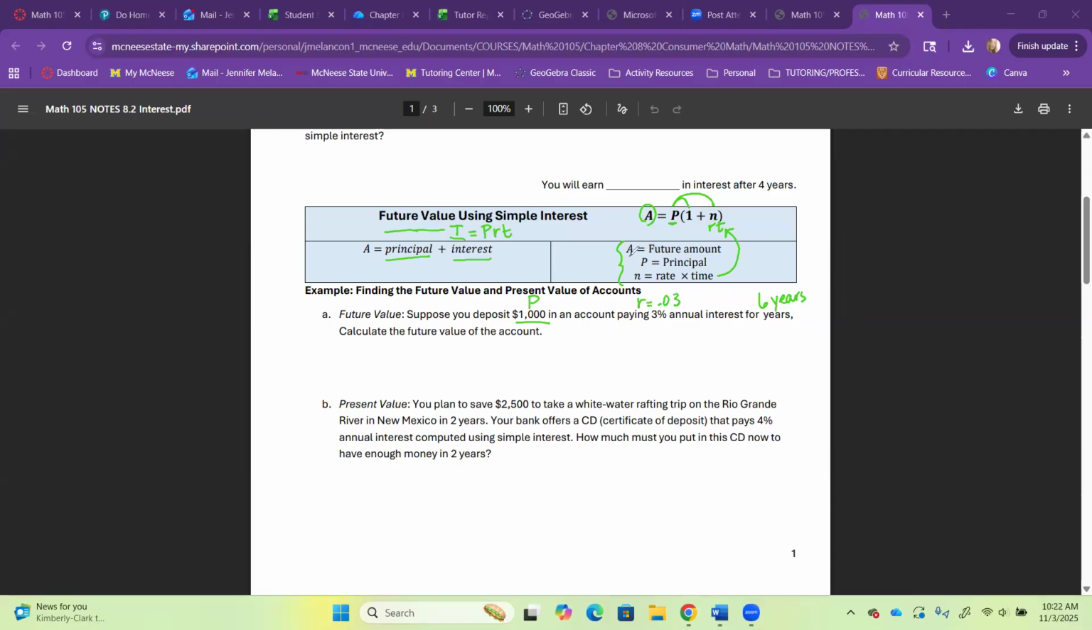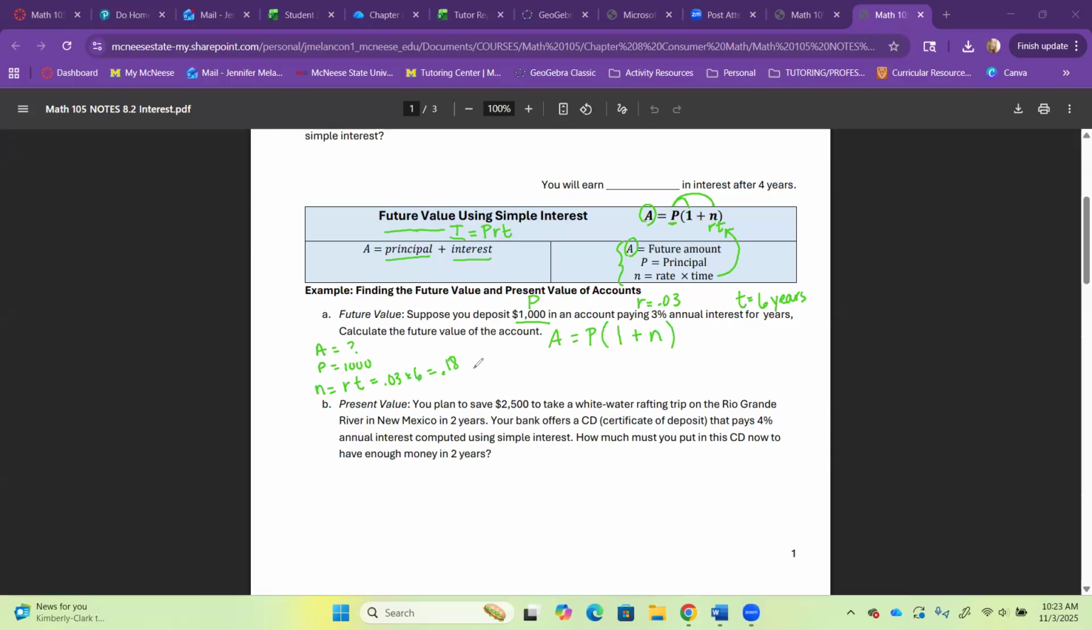So future value I know is A. So I'm going to write A equals P times 1 plus N. I'm not given N, or I didn't find N. I found T and I found R, but N is when I multiply these two things together. So A is our unknown, P is 1,000, 1 is itself, and N is equal to R times T, which is equal to 0.03 times 6, which is equal to 0.18.